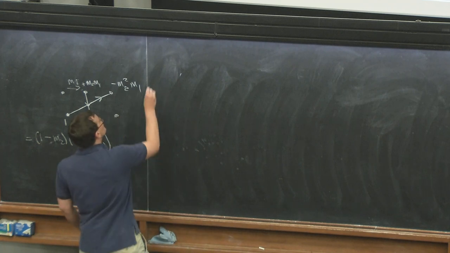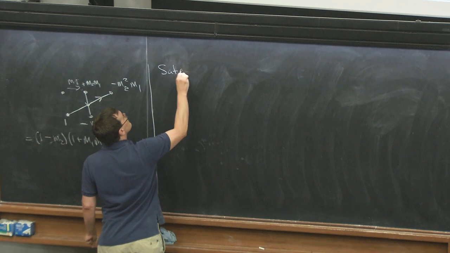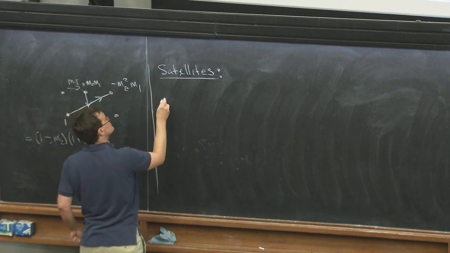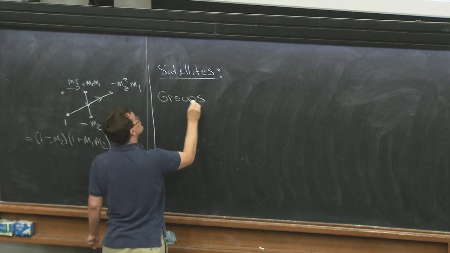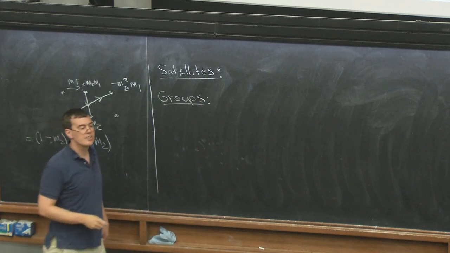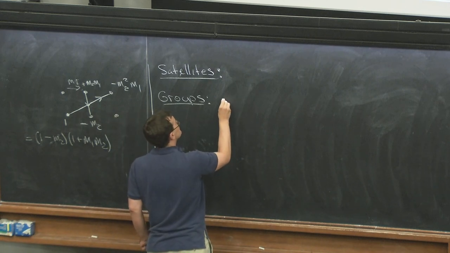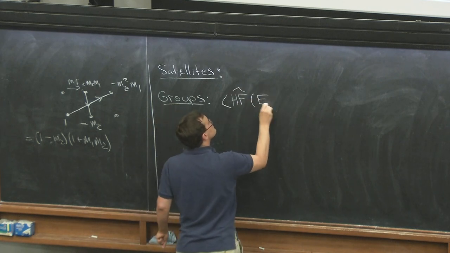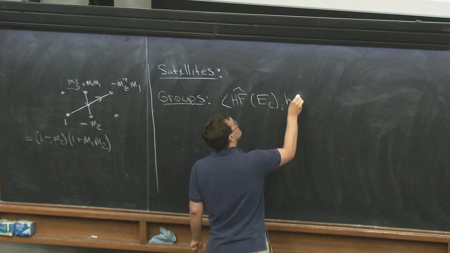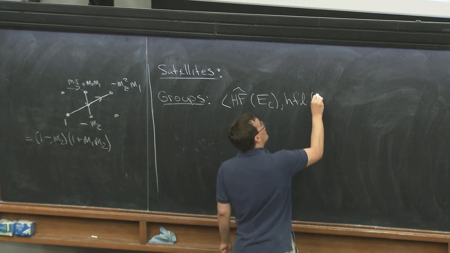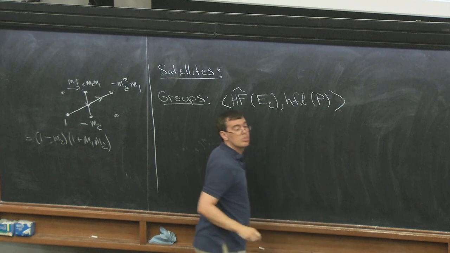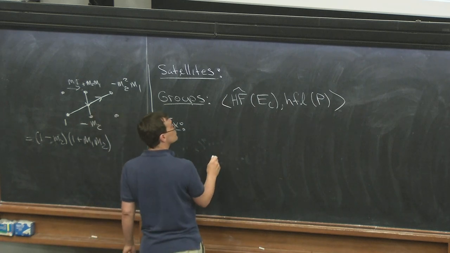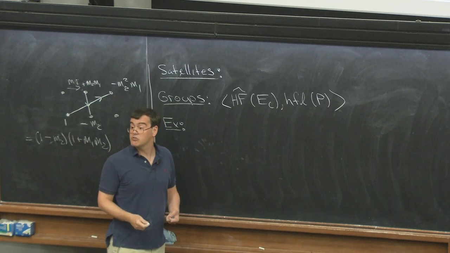So coming back again to satellites, well, maybe first we could consider groups. So we compute the groups HFK hat of our satellite. Well, this pairing theorem just tells us, right? It says that I could write this as HF hat of the exterior of the companion paired with HFL of the pattern. And again, let's just consider an example of how that looks. Maybe I'll compute the 2-1 cable of the trefoil.